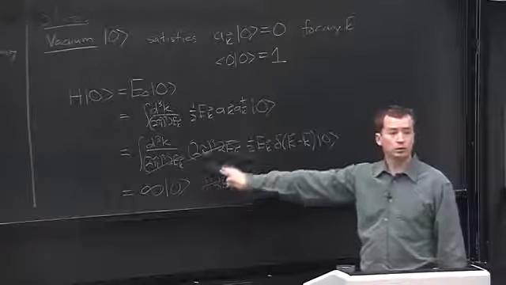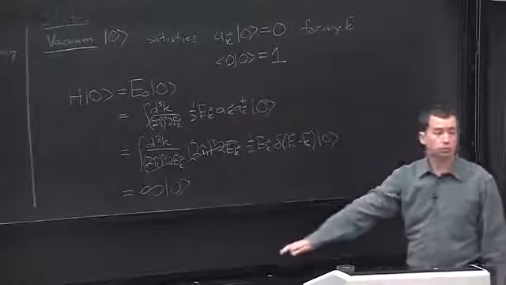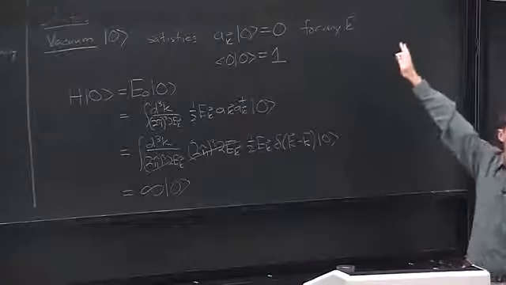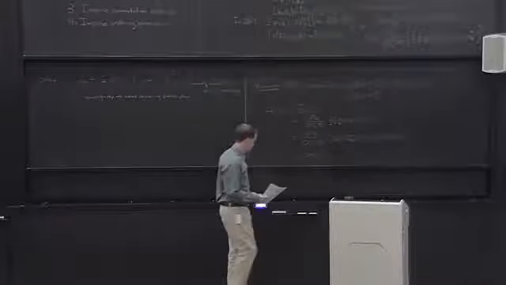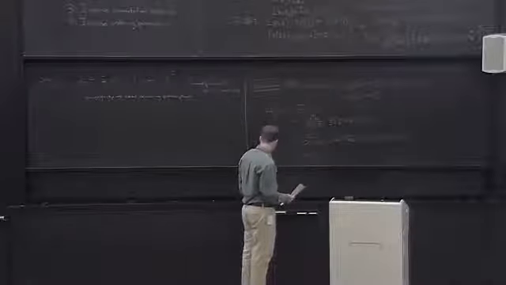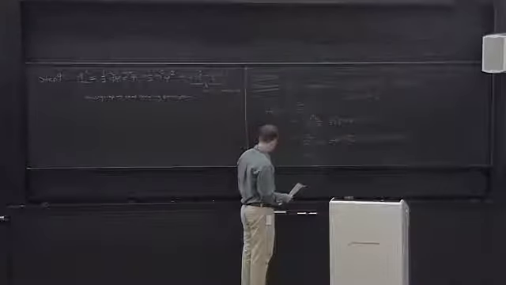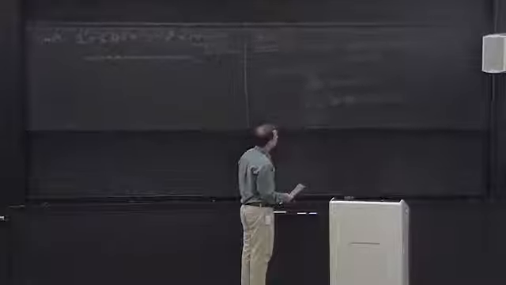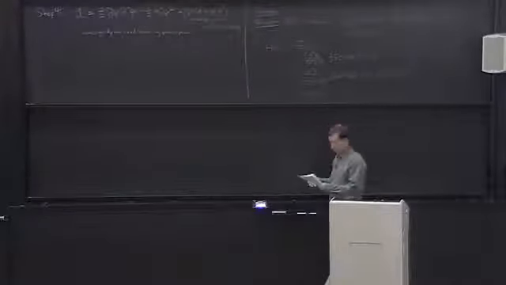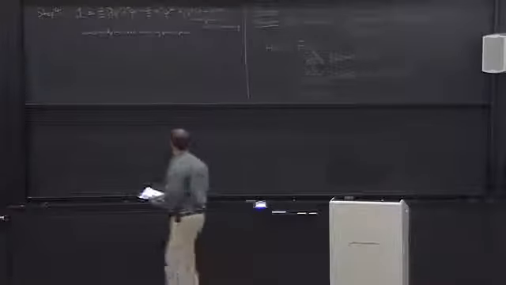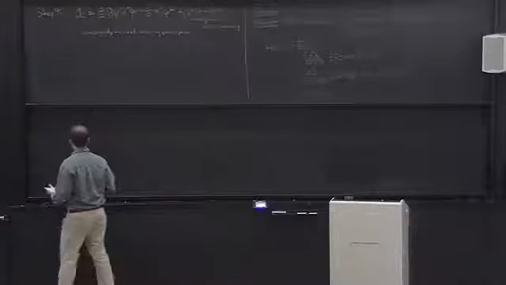So as we just start with that Hamiltonian, we haven't ordered in any way, we get infinity for the ground state energy. Now let's try to understand where this infinity comes from.